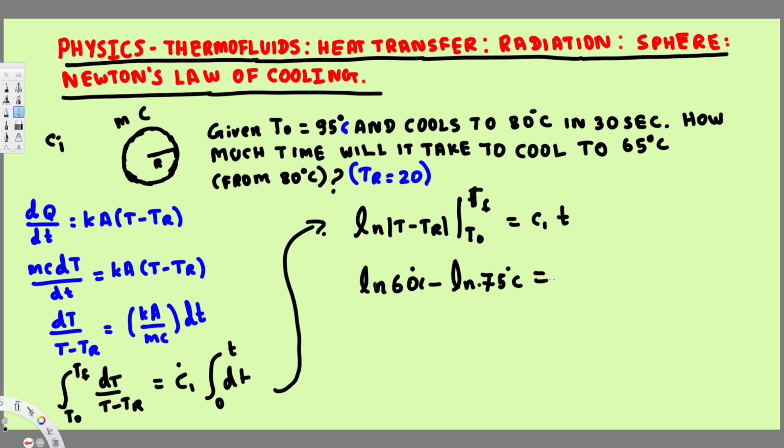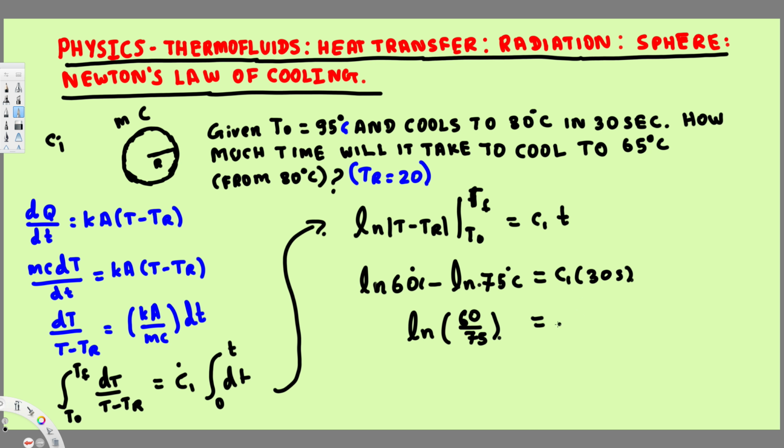And on the other side we have this constant times the time, that is 30 seconds. It's in the question. So this is going to be C1 times 30 seconds. And when we subtract ln values, that can be expressed as ln of 60 over 75, right? 60 over 75. Since the denominator has the higher value, the ratio is less than 1, so this is going to be a negative value.